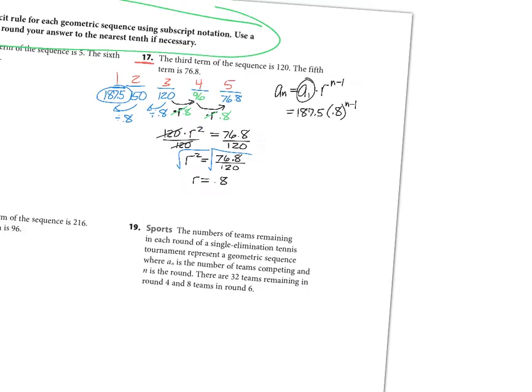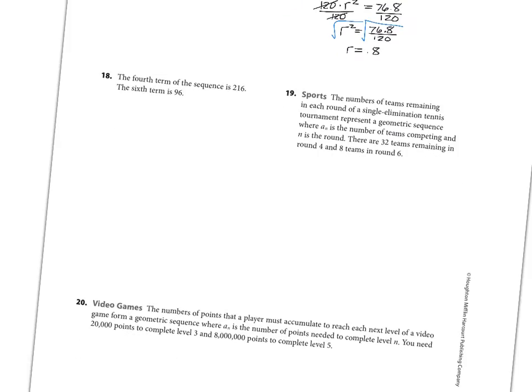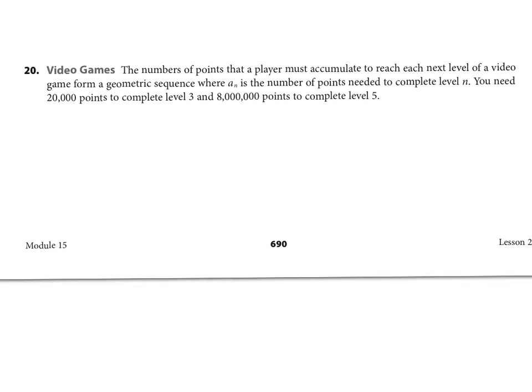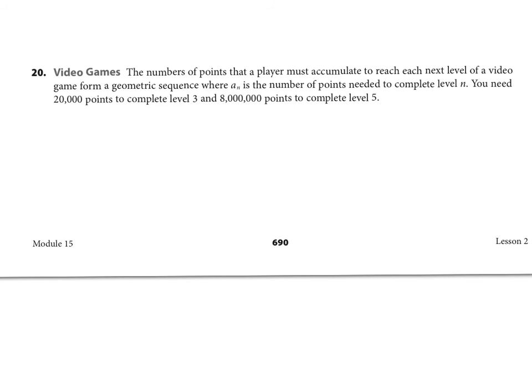Okay, one more problem here. Number 20. The number of points that a player must accumulate to reach each next level of a video game form a geometric sequence where a sub n is the number of points needed to complete level n. You need 20,000 points to complete level 3 and 8,000,000 points to complete level 5. So I'm not going to work through this completely, but I'm going to set it up for you because it's worked out like the previous problem.